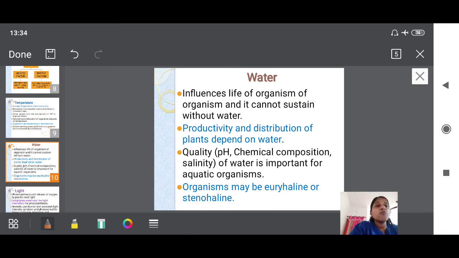Now we are moving on to water. Water, as you know, for a community to function, for a biome to function, is a very important abiotic factor. Without water, life is not possible, okay. So it influences the life of organisms, and they cannot sustain without water. Yes, we know without water we cannot survive. Productivity and distribution of plants also depends on water.